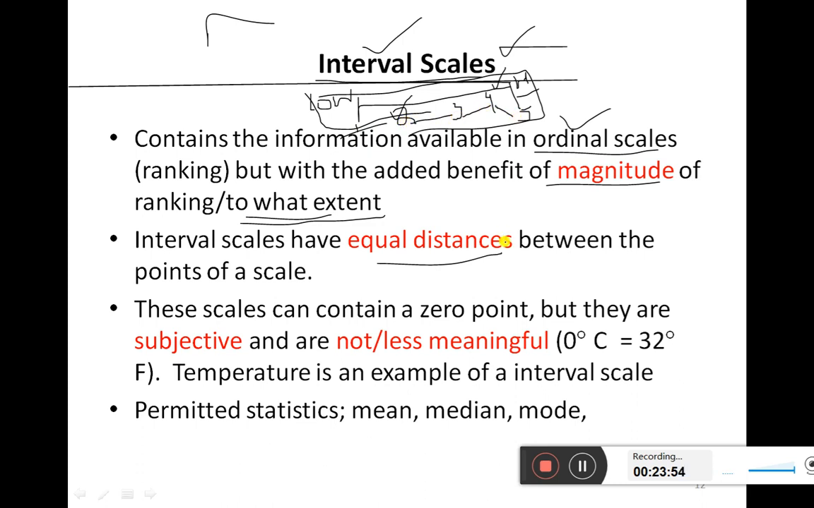And equal distances between them. These scales can contain a 0 point, where the 0 will be subjective in nature, not or less meaningful. Suppose, for example, I have a quantum, here the temperature is 0, then 1, 2, 3, and the temperature is 5, suppose. Here I have 5. Then the temperature can also be -1, -2, -3, -4, and for example -5. Suppose the temperature is 3 here.